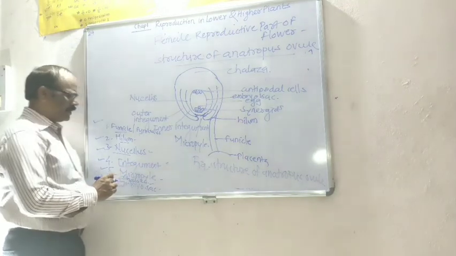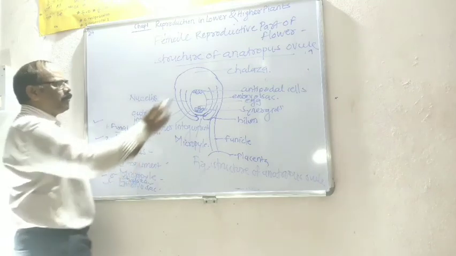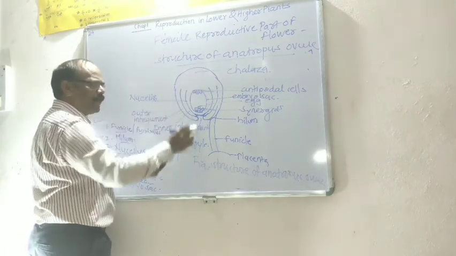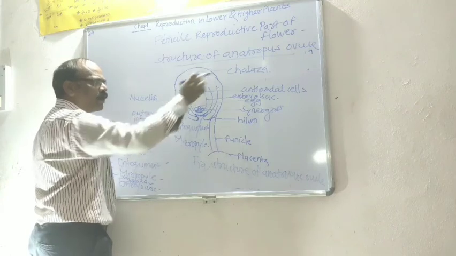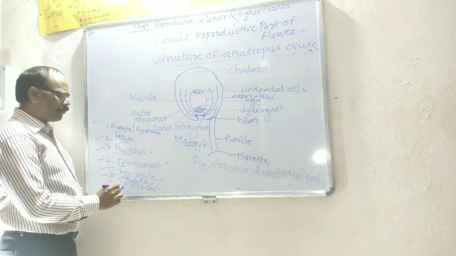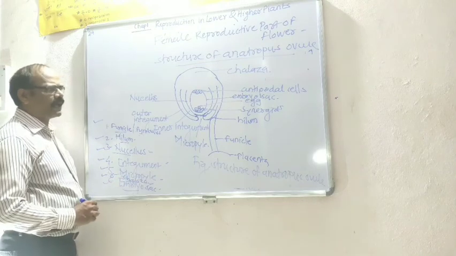Then the next part is the chalaza. The base of the ovule which is opposite to the micropyle is called the chalaza. The next part is the embryo sac.